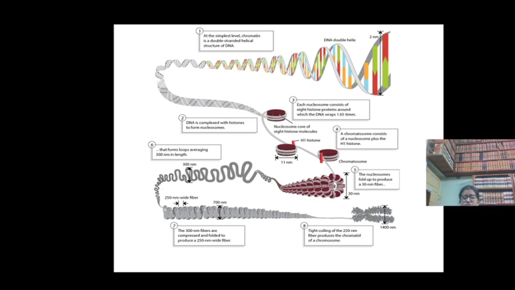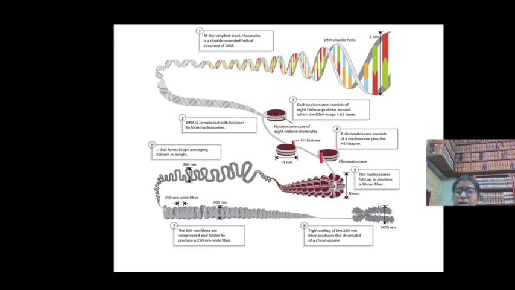If you see this structure, this is the total packaging of the DNA. Let's go step by step, and then I can come back to this picture again. First, you see the DNA double helix with 2 nanometer diameter. At the simplest level, chromatin is a double-stranded helical structure of DNA. Got it? Second step: DNA is complexed with histones to form the nucleosomes, a nucleosome core of 8 histone molecules. You remember your solenoid. This is the coiling of the DNA around the octamer.